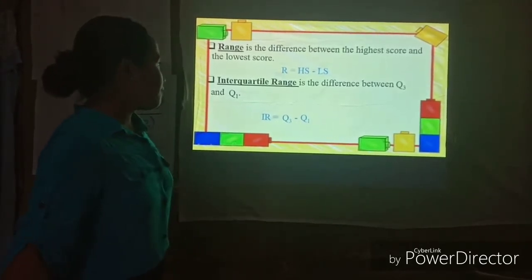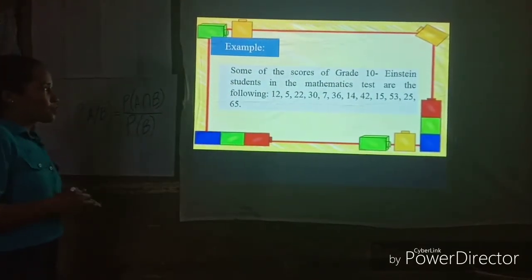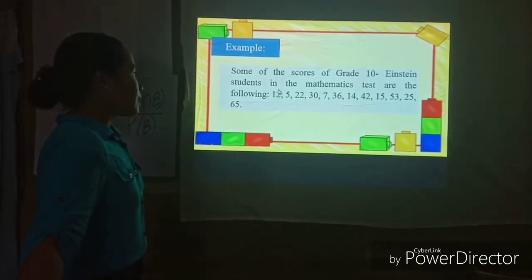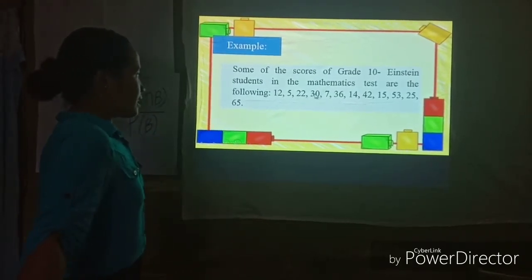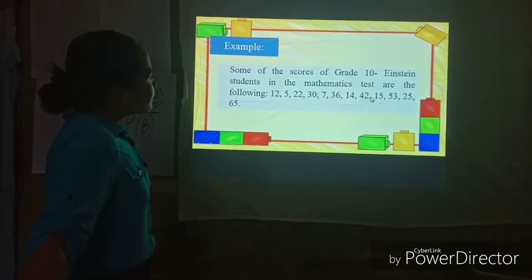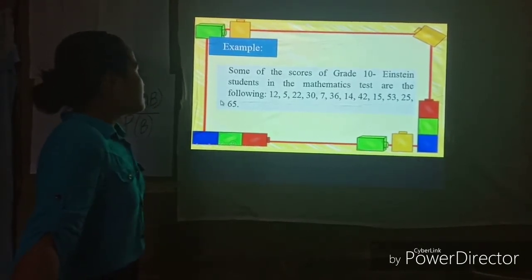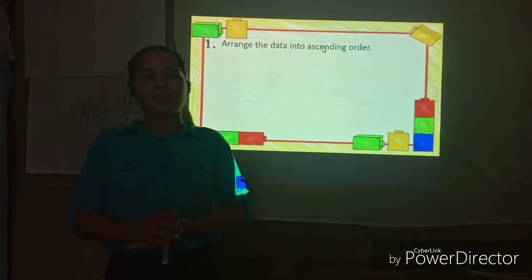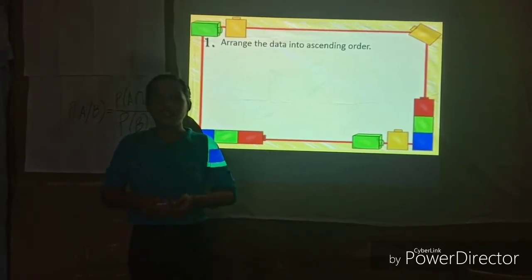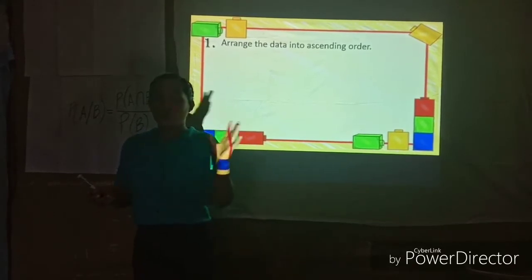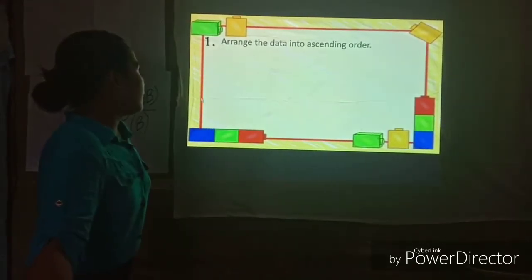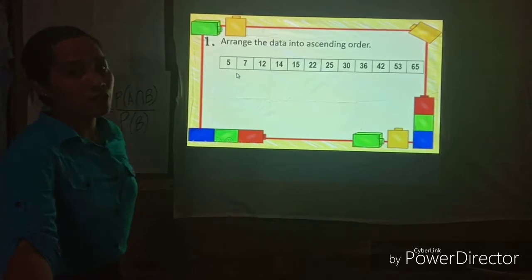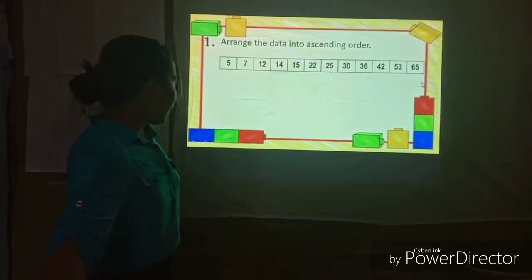Now let's have an example. Some of the scores of grade 10 Einstein students in a mathematics test are the following: 12, 5, 22, 30, 7, 36, 14, 42, 15, 53, 25, and 65. What are you going to do in this one? Arrange the data into ascending order. Ascending order is from the lowest to the highest score. Here's the arrangement of the data: 5 to 65, where 5 is the lowest score and 65 is the highest score.